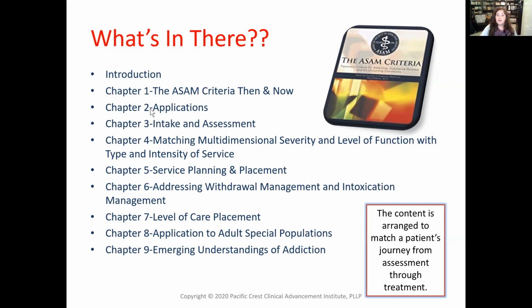Chapter 2 talks about how to apply the ASAM criteria in substance use care. Chapter 3 discusses intake and assessment. And then chapter 4 talks about matching multidimensional severity and level of function with type and intensity of service. So let's stop right there and talk a little bit about that, because there's a lot of big words there that might not make any sense to somebody who hasn't been using the ASAM criteria for a while.